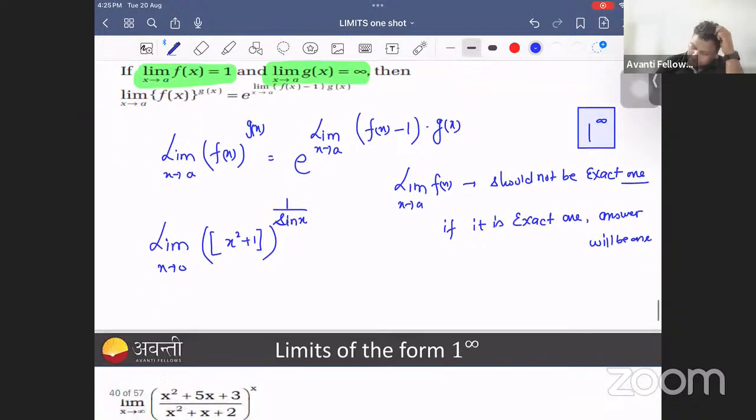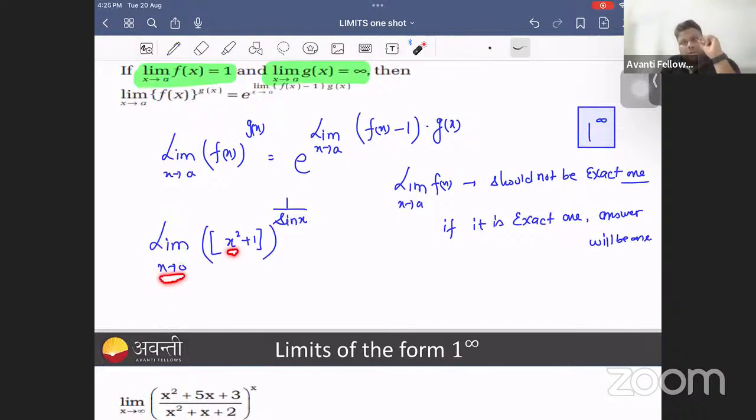Now tell me one thing. As x approaches 0, x square is also very close to 0, but a little more than 0. Got it? That means this value 1 plus x square is a little greater than 1. If this value is slightly greater than 1, its greatest integer is going to be exactly 1.